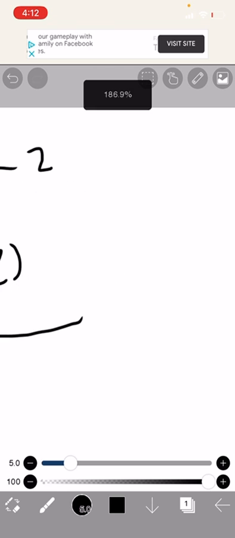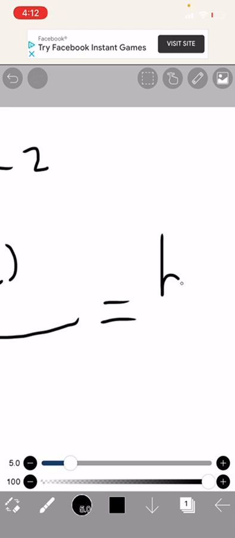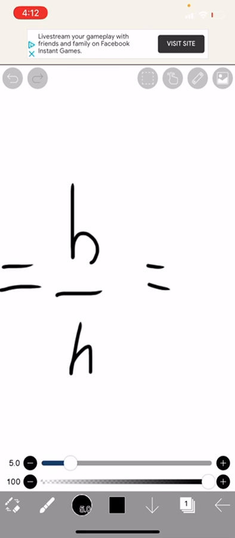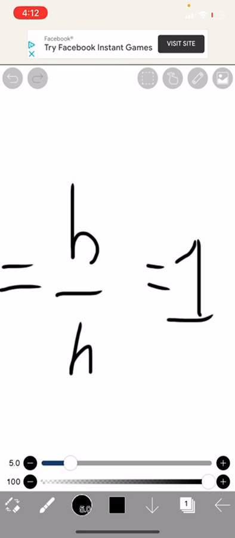And since this is over h, we have h over h, and that equals 1 since both are the same. And h is not a real number.